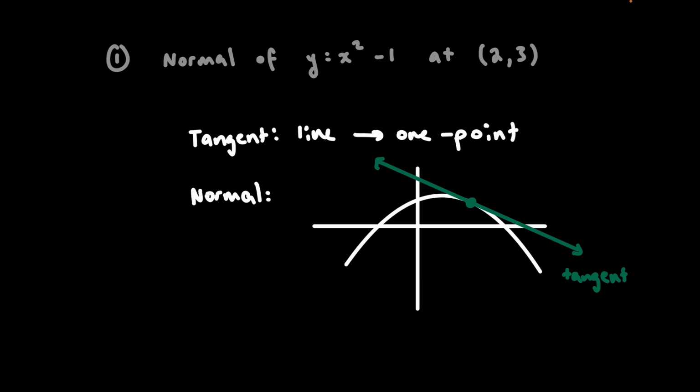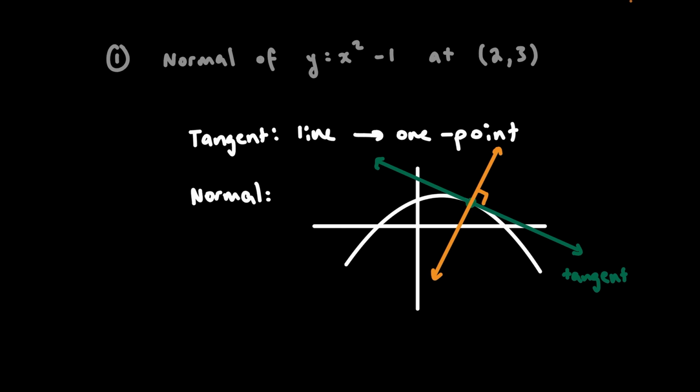A normal to this curve, however, is simply the perpendicular of your tangent. So the normal to this curve is simply this line here. And as we can see, it does form a right angle with your tangent. And that is what we're going to focus on today.